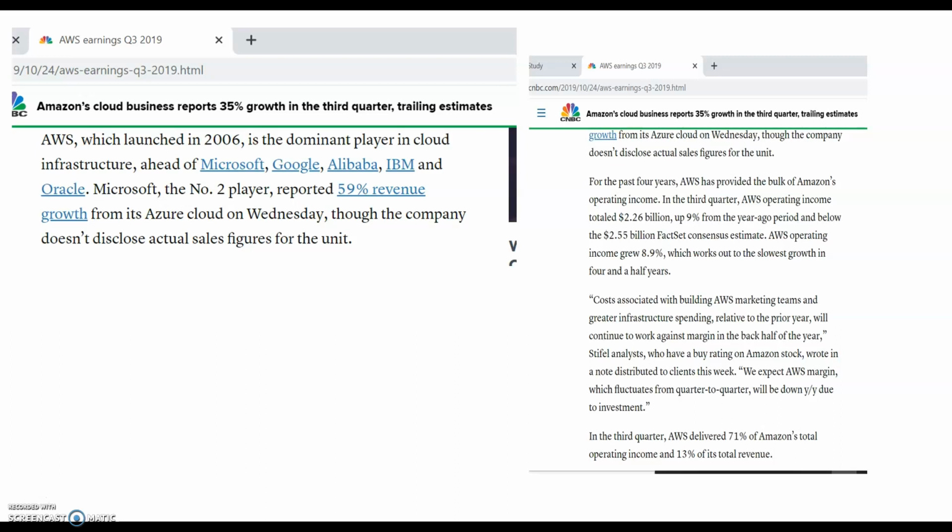And so it's the third quarter at the bottom of the text on the right. Web services, the storage, delivered 71% of Amazon's total operating income, meaning profit, and 13% of its total revenue. So it's a very profitable, huge factor of Amazon's business.